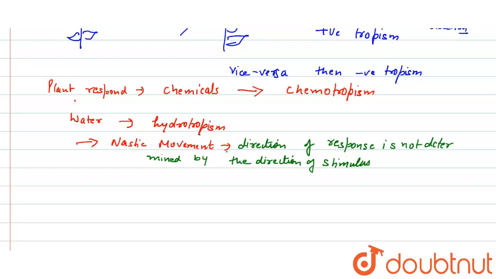Like the stimulus of touch. Example, the opening up of the petals of dandelion flower in morning in bright light and closing in the evening when the light fades is an example of nastic movement, and in that case the stimulus is light. I hope you understand each and everything here.